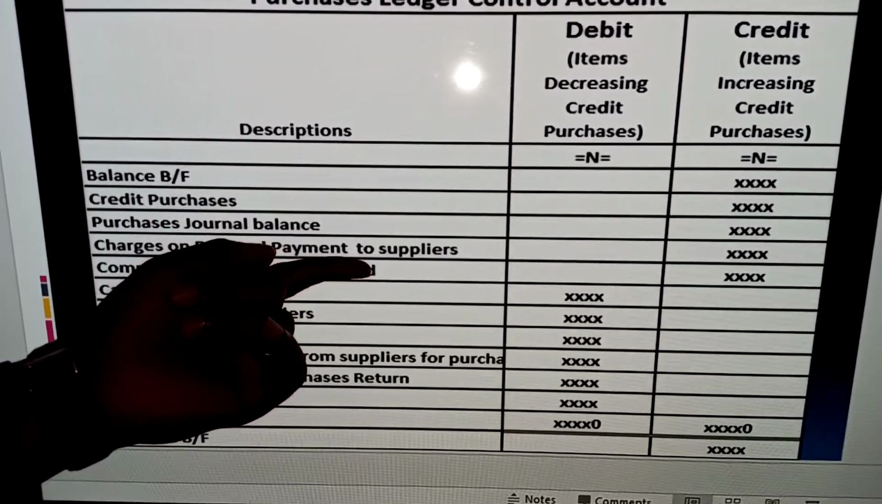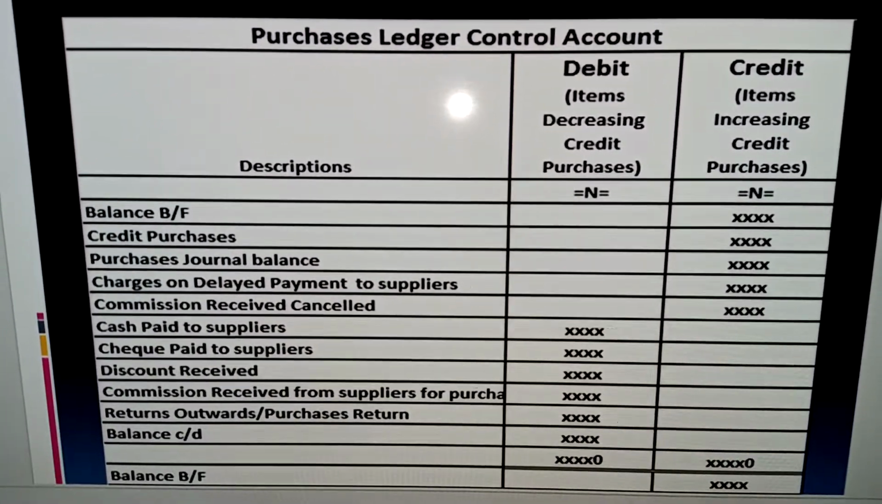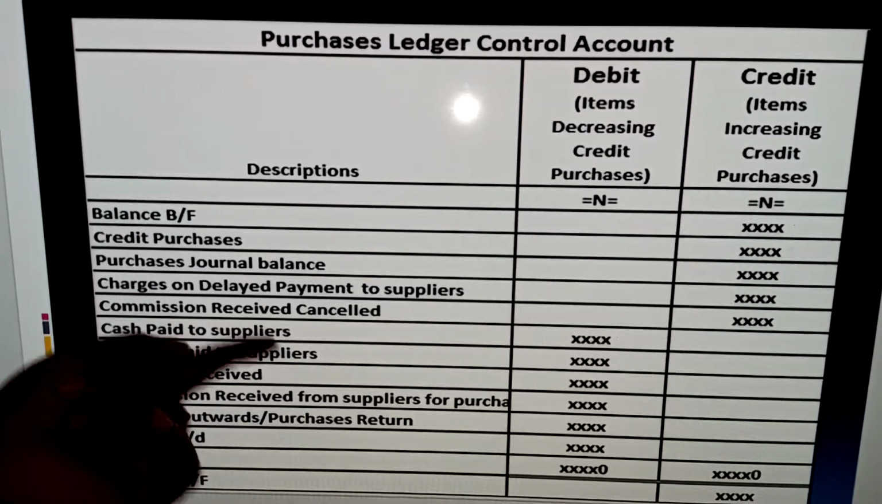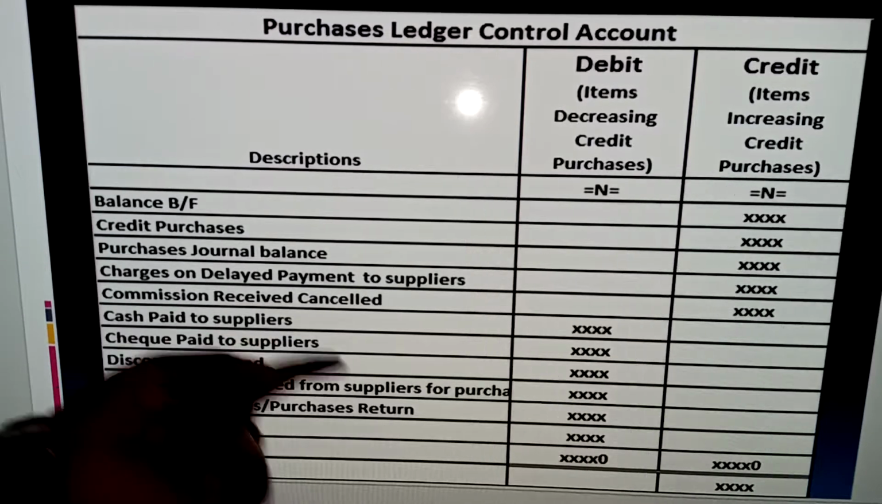If we have received the commission and now they are cancelling it, it increases what we are owing the suppliers. Credited. Then we have cash paid to suppliers. When you pay suppliers, it reduces what you're owing them. Debit. Check paid to suppliers, the same thing. Reduce what you're owing them.